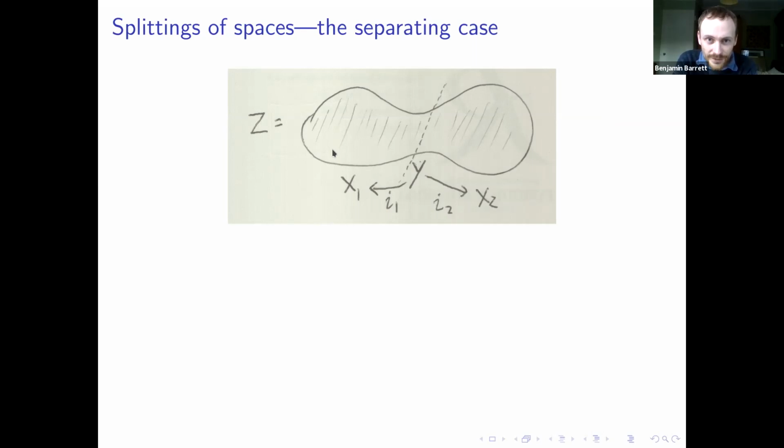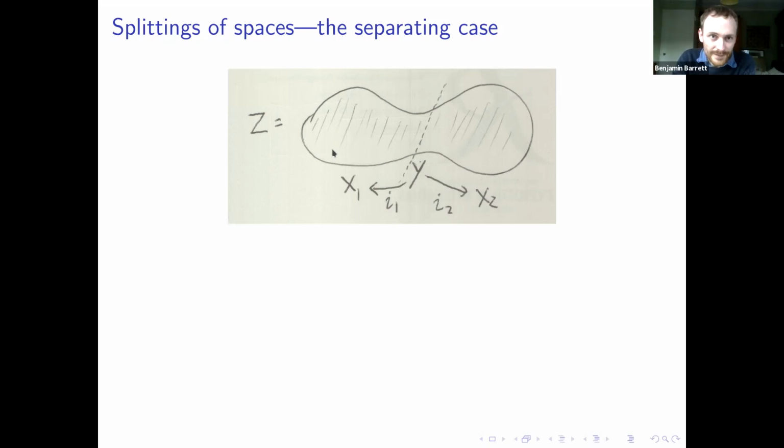So here's a picture of a space which I've called Z. It's being cut in half by this dotted line, and it's been cut into two pieces called x1 and x2. x1 is the piece on the left, x2 is the piece on the right. And now I've got a piece in the middle, y, which is where x1 and x2 meet. So if x1 and x2 are closed, for example, then y is the intersection of x1 and x2. But anyway, it's a common subspace of x1 and x2, so that gluing x1 to x2 along that subspace gives you Z.